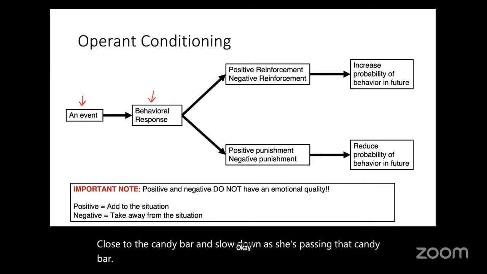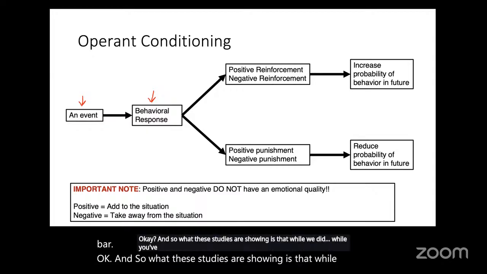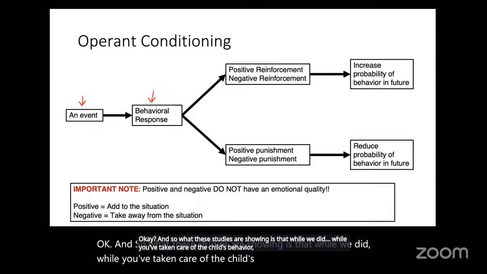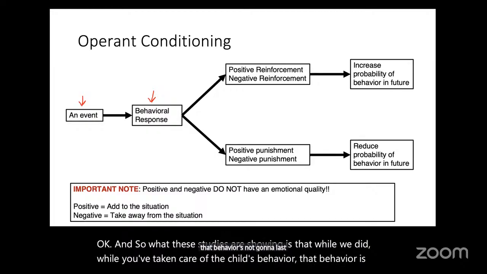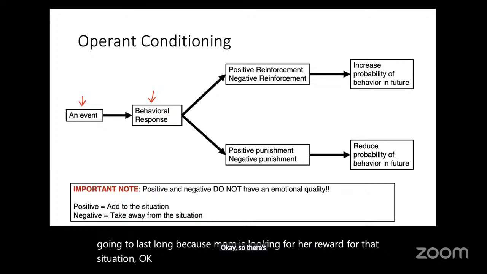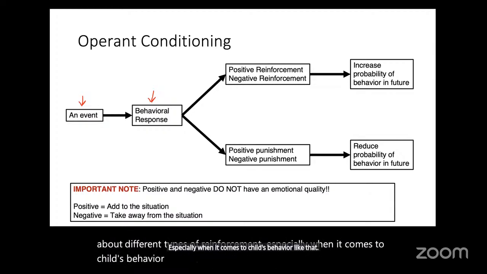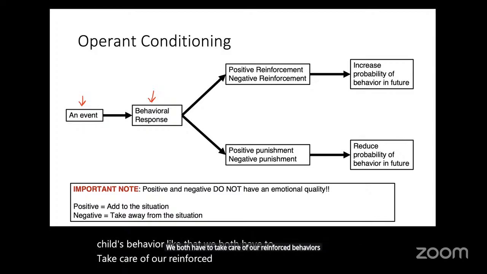Okay. And so what these studies are showing is that while you've taken care of the child's behavior, that behavior is not going to last long because mom is looking for her reward for that situation. Okay. So there's something to consider when we think about different types of reinforcement, especially when it comes to a child's behavior like that. We both have to take care of our reinforced behaviors as well as theirs.